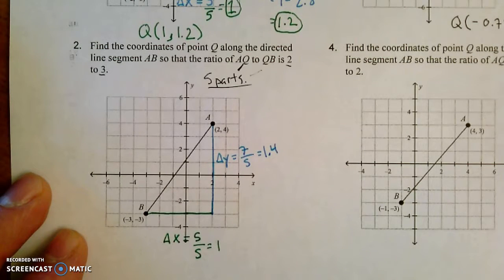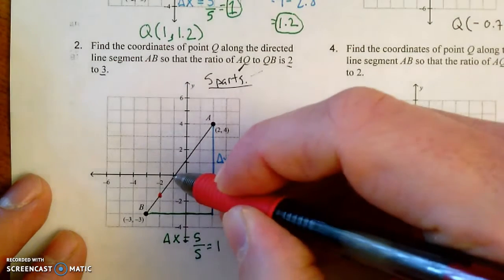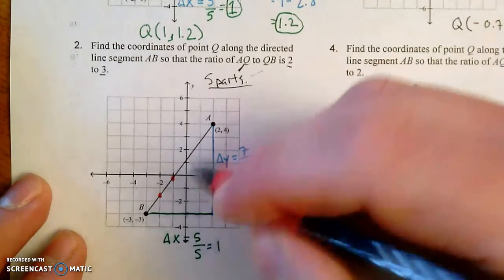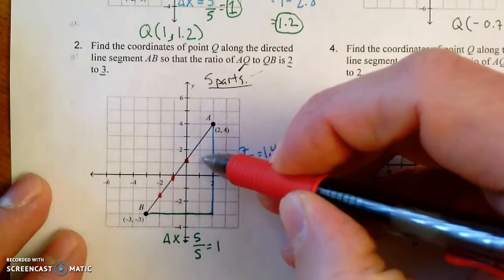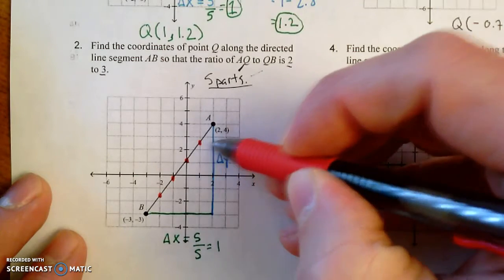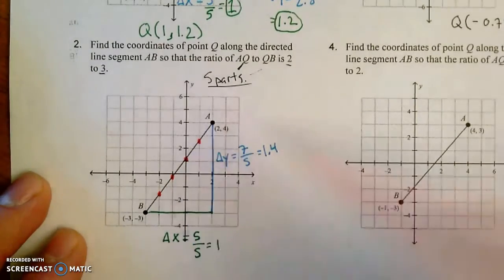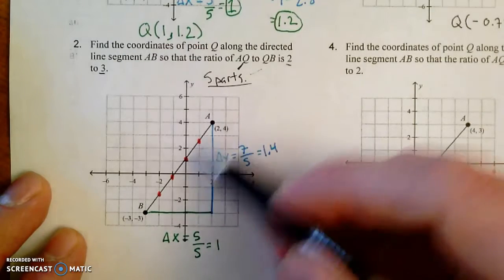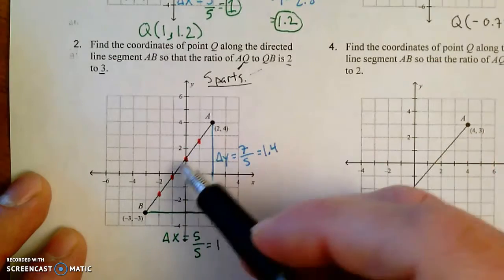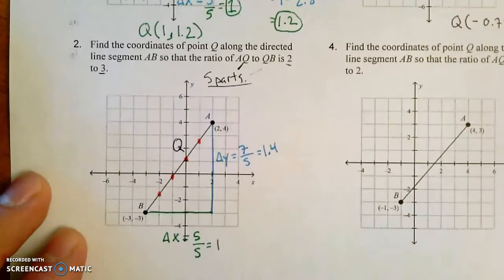Over 1, up 1.4. So let's go ahead and do that. Over 1, up 1.4. Over 1, up 1.4. That's a total of 2.8. Over 1, up 1.4. Over 1, up 1.4. Over 1, up 1.4. So those are our 5 segments. 1, 2, 3, 4, 5. Then we're going to place Q so that there are 2 segments from A to Q and 3 small segments from Q to B. So Q goes right here.